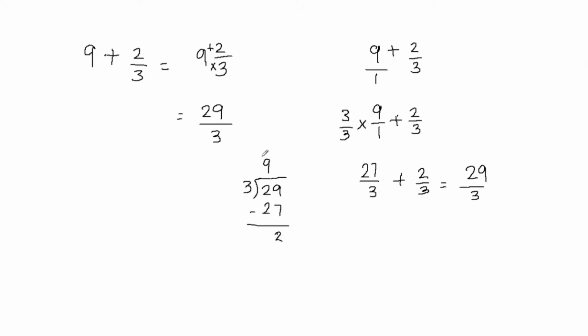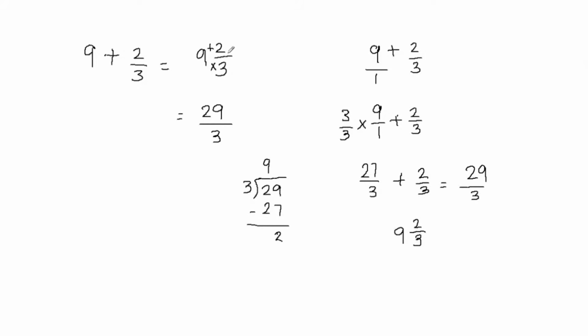So I can write this as, I'm going to write my whole number first. So I'm going to write the quotient. Quotient becomes the whole number. So we're going to put 9 here. And then I'm going to use my remainder and divisor to write my fraction. So remainder goes in the numerator and the divisor goes in the denominator. So I can write this as 9 and 2/3. And that's going to be my final answer.